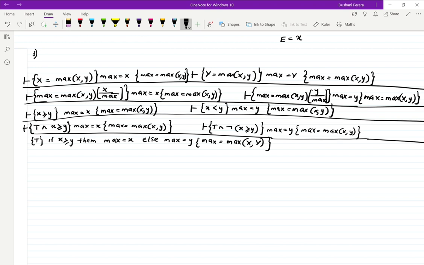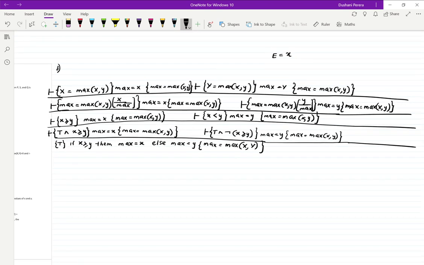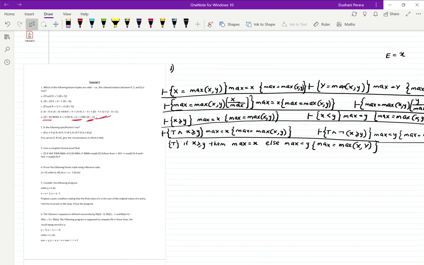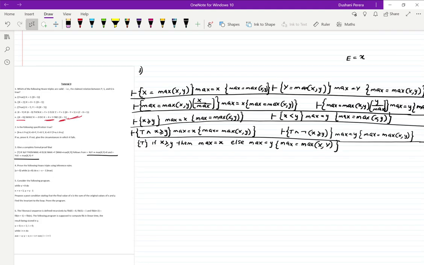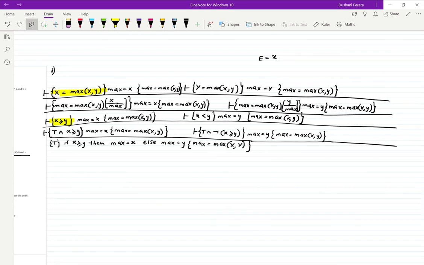Okay, now we have to show that, as the question says, this proof comes from x greater than y implies max xy equals x, and this implies max xy equals y. So here, as you can see, we have performed precondition strengthening by replacing x equals max xy with x greater than or equal to y. And in the second Hoare triple, x less than y and y equals max xy.